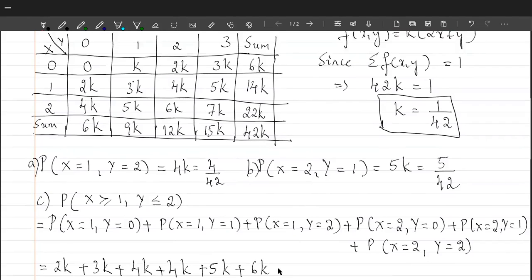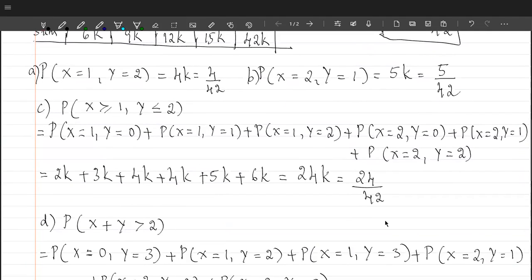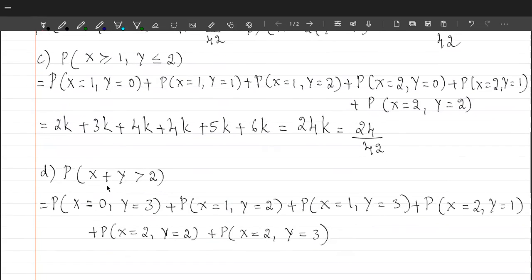Add these values and check the result. So if I add these values here, I should be getting 2 plus 3, 5, 5 plus 4, 9, 9 plus 4, 13, 13 plus 5 is 18, 18 plus 6, that is 24k. But k is 1 by 42, so it will be 24 into 1 by 42, so I get 24 by 42. You can further divide this and simplify your answer. This is fine.